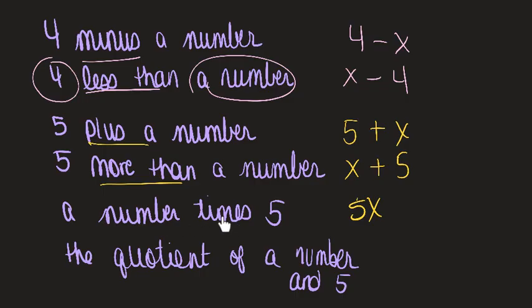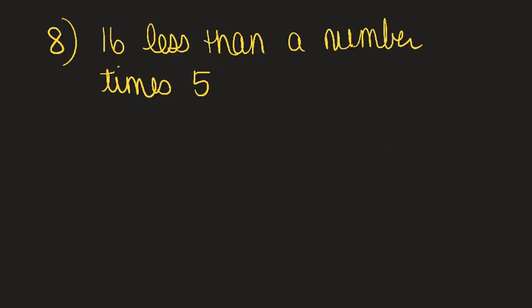Times could also be product. Product or times is going to look like this. Quotient is the one that looks like division. The quotient of a number and 5. You read it from top down. A number and 5. Okay, type this one in. 16 less than a number times 5.